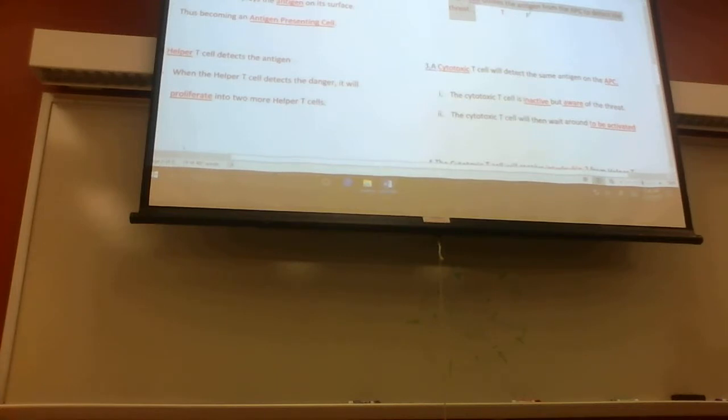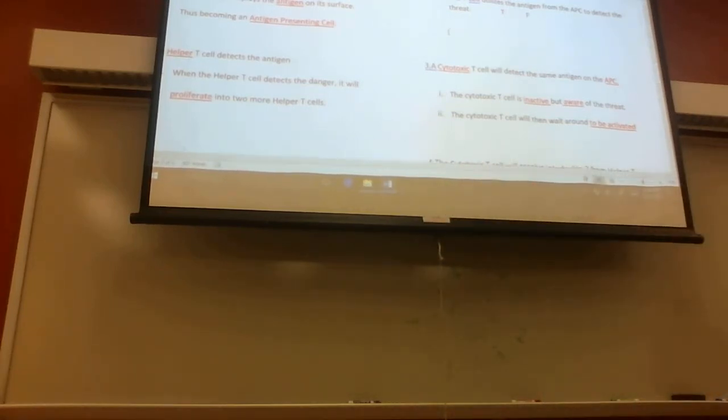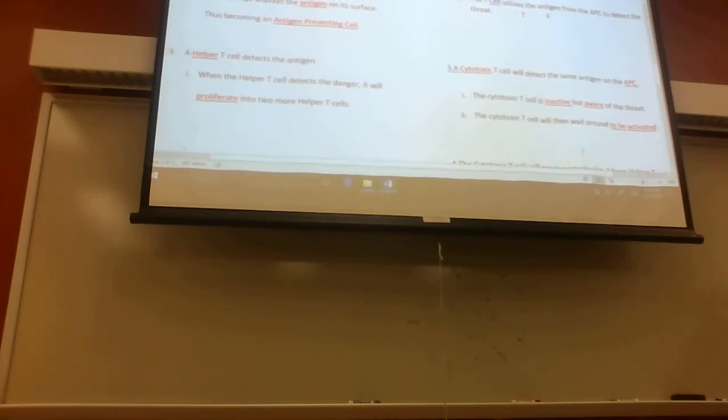The T cell utilizes the antigen from the antigen presenting cell to detect the threat. This is true. Does that make sense? So we're going to start here and then move over. I had it, but the way I had it, it looked like it was step by step, but it happens at the same time. So that's what happens during the second stage, those two things.